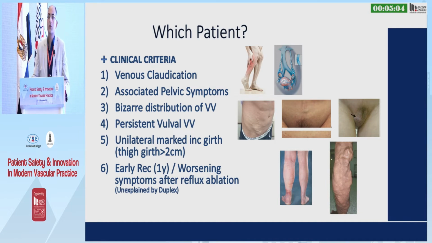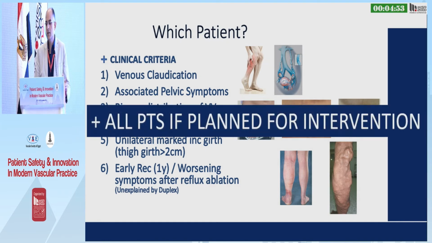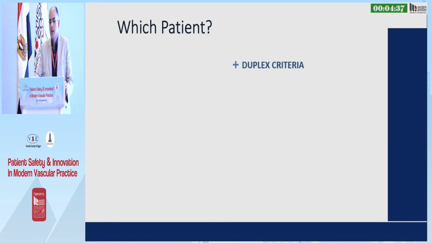And patients who come with either early recurrence or worsening manifestations within 1 year after reflux ablation are worth looking at in the deep veins as a cause of recurrence. So these are the clinical criteria. And all patients, of course, with post-thrombotic syndrome deserve looking into the deep veins before you decide whether you would remove the great saphenous or ablate it, because sometimes it's the only drainage for a popliteal lesion, for example, so it's worth looking at the deep veins.